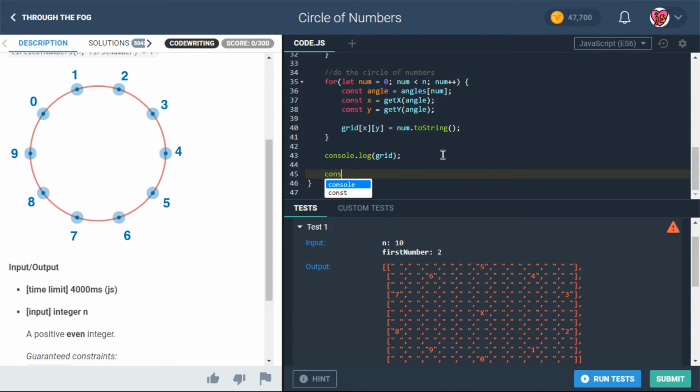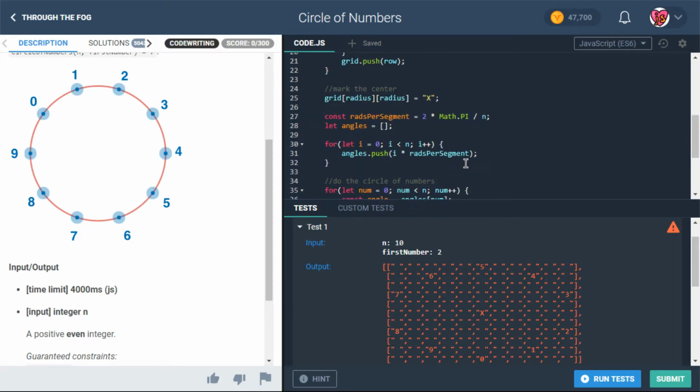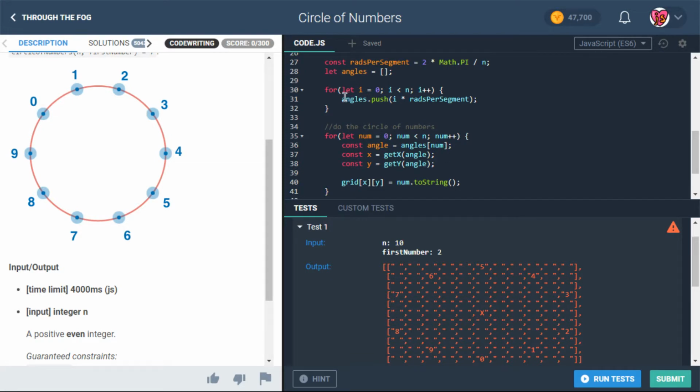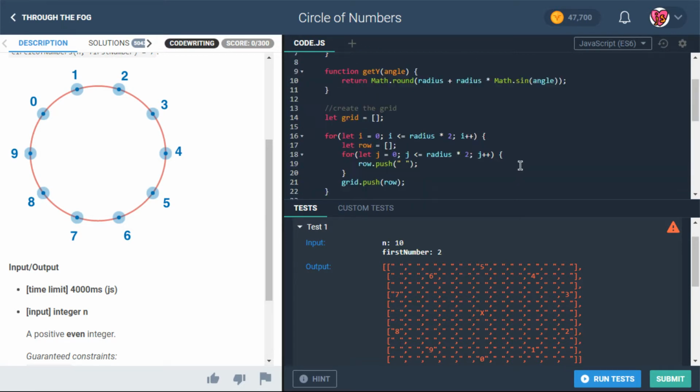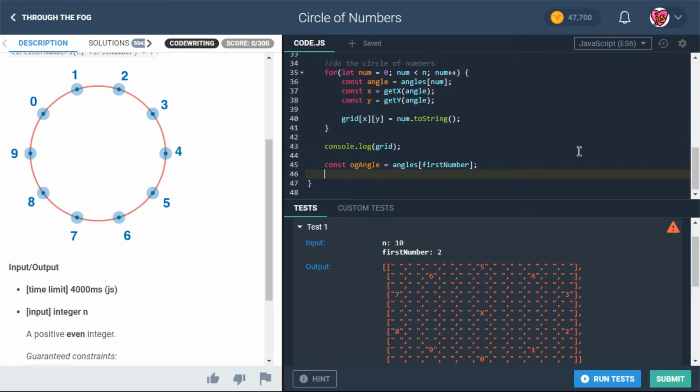So let's say const originalAngle is going to be angles at firstNumber. Oops, firstNumber. Yeah, angles at firstNumber. So this is maybe giving you an idea of why we did it this way, why we put all the angles inside of an array. I mean, there are a few reasons, like it helped us out up here for actually putting these numbers inside the circle of numbers or on the grid, but also it's helping us to get our original angle from this original number.